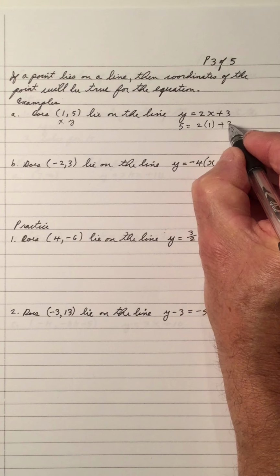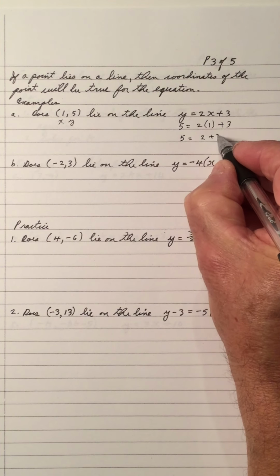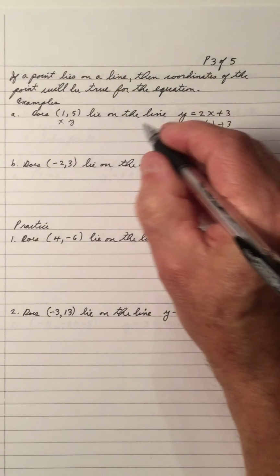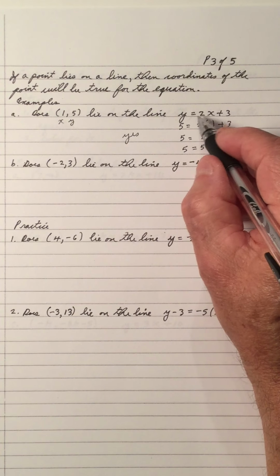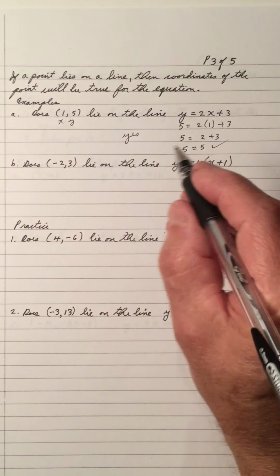We sub it into the variables. So 5 equals 2 times 1 is 2, plus 3. 5 equals 5. True. So yes, it lies on that line. So if we were to graph this line, it would pass through the point 1, 5.